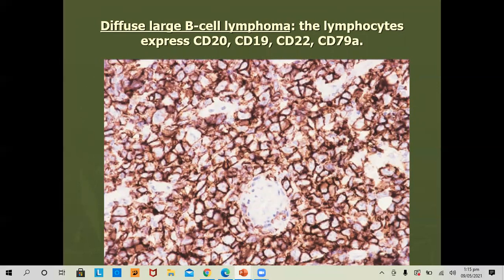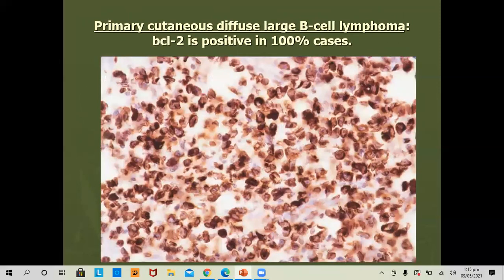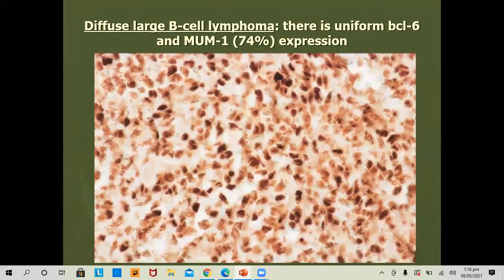Diffuse B-cell lymphoma is CD20 positive, CD79 positive, CD19 and CD22 positive as well. BCL2 is also positive. We show the proliferation in 100% of the cases. The main marker is the uniform BCL6 positivity and MUM1 positivity, which is seen in 74% of the cases.